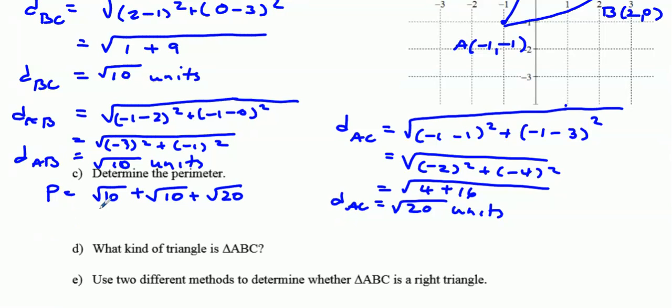Well, you don't know how to add radicals, so at this point you're going to have to change it to decimals. So I'll just say the square root of 10 is approximately 3.16 plus 3.16 plus the square root of 20 is going to be just 4.47. So the perimeter then, 4.47 plus 2 times 3.16 is 10.79 approximately.